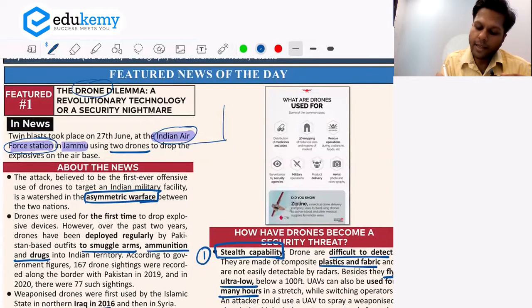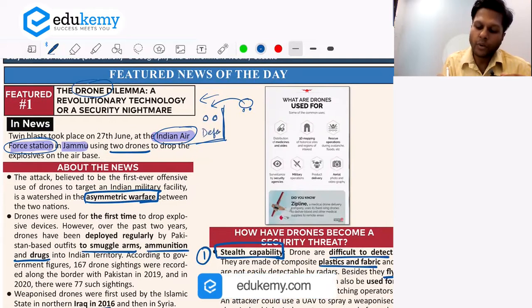Suppose this area is the defense area, right? And there is a wall as well. The drone helped to lift the explosive and it crossed the wall and conducted the operation by bursting these two explosives across the wall in the defense area, right? This is how it was conducted.